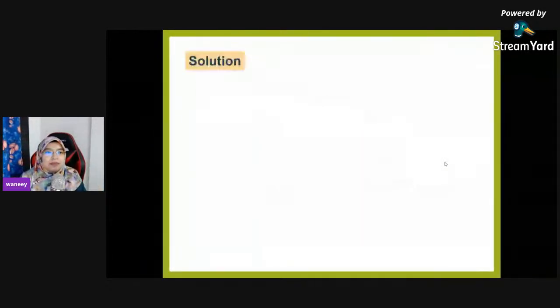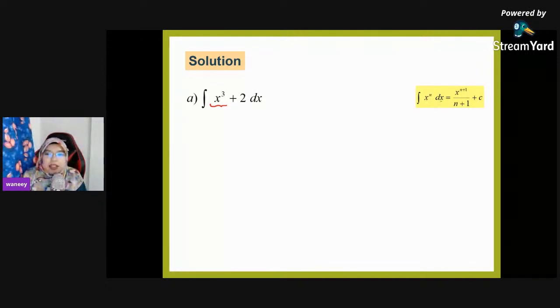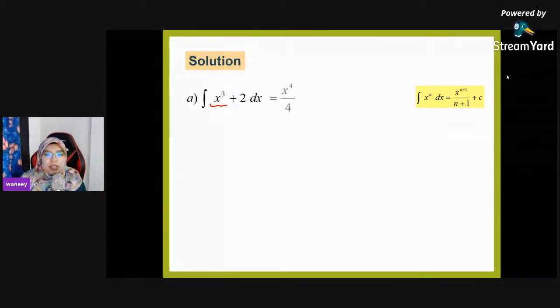Okay, now A. So we have x cubed plus 2 dx. So based on the basic rule of integration, we're going to see which formula is suitable for them. Okay, so I have x cubed. So that means I can use the formula for integrating x to the power of n dx, where it will become x to the n plus 1 over n plus 1 plus c. Integrating 2, that is actually a constant, so we can use the formula for the constant.